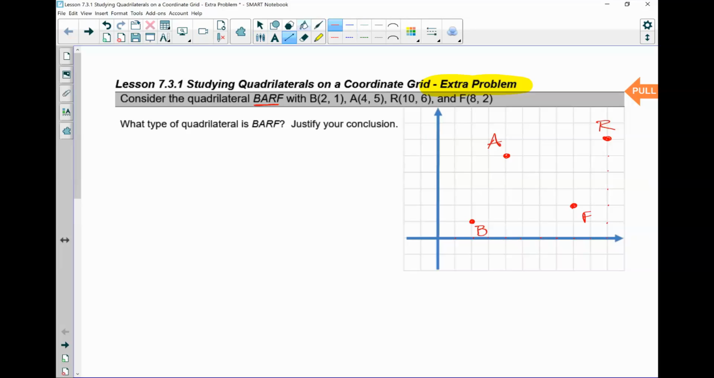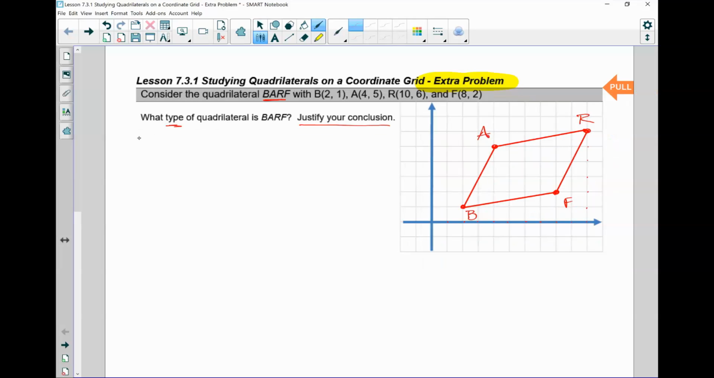Let's go ahead and draw in the segments for that quadrilateral. Boom, there's our quadrilateral BARF. Now we're asked what type of quadrilateral this is, and to justify your conclusion. In order to justify our conclusion, we're probably going to have to compare side lengths and compare slopes, that type of thing, which I showed you in the previous lesson. So I'm going to calculate the length and the slope of each side of this quadrilateral. I'm going to run through that really quick. Hopefully you can keep up.